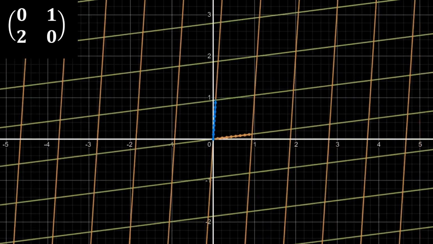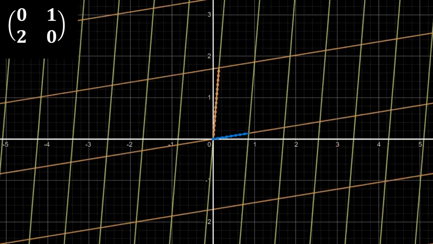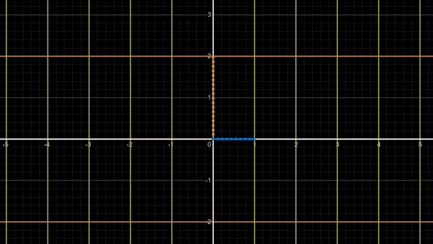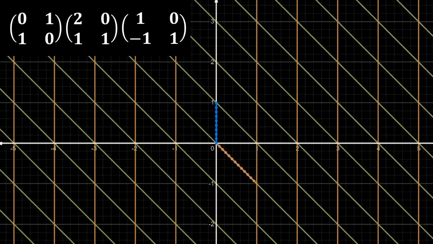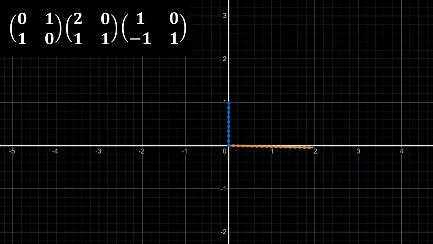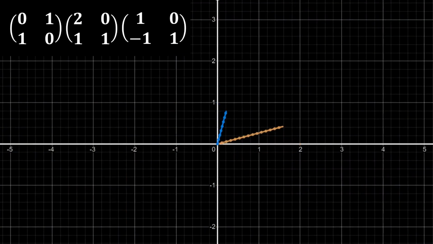Let's visualize that now. This is the output of the transformation corresponding to the matrix B. On the other side, applying the three matrices Q, A, and P respectively, we get this output, which is exactly as that of B, isn't it?